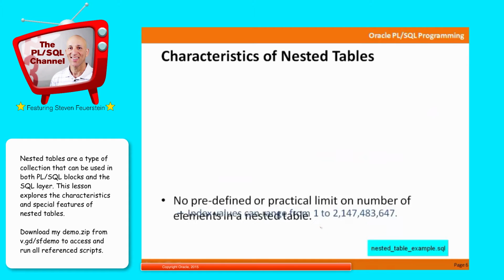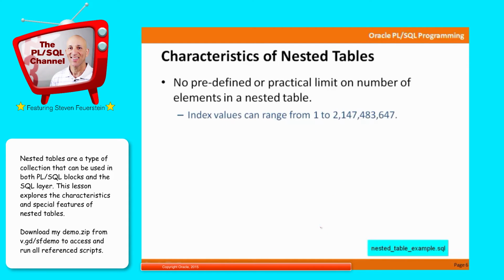Characteristics of nested tables. So what are some of the aspects that define a nested table? First of all, there's no predefined or practical limit on the number of elements allowed in a nested table. The theoretical limit is about 2.15 billion elements. So positive numbers up to 2 to the 31st minus 1. These are all the valid index values for elements in a nested table.